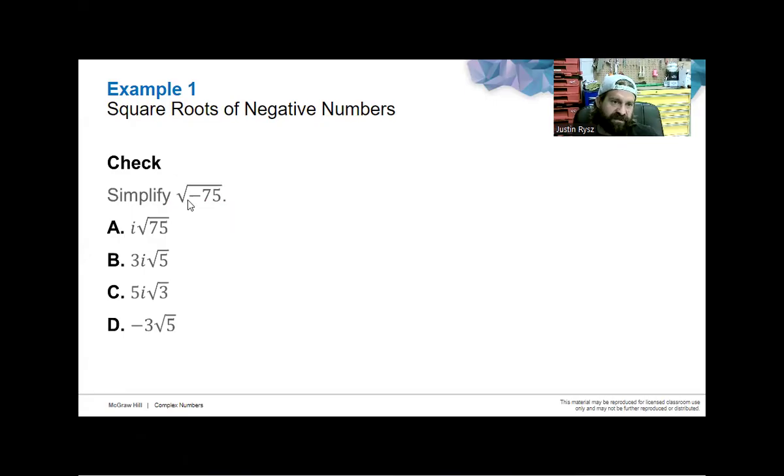When you break it down, remember what an i is going to do, and then we're going to break down this radical 75, and we should get, we get a pair of 5s and a 3 left over by itself. Should be 5i radical 3.